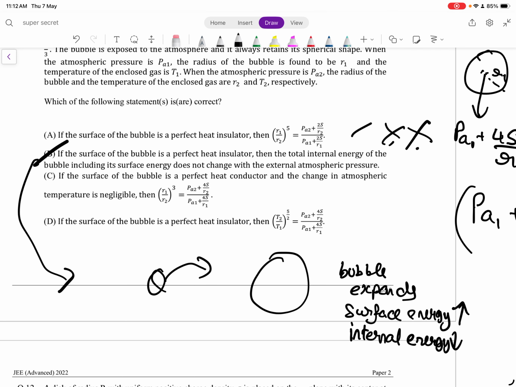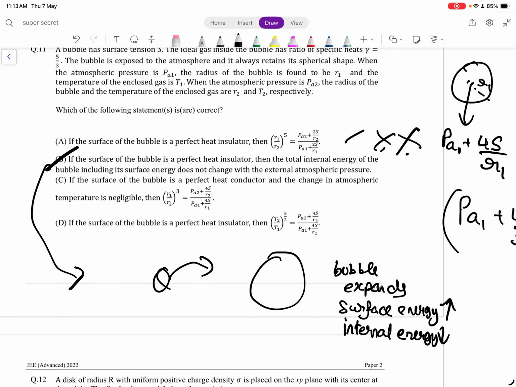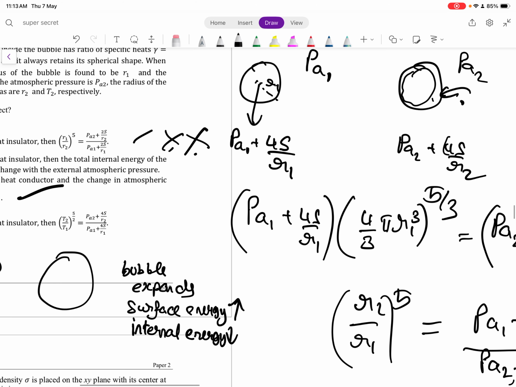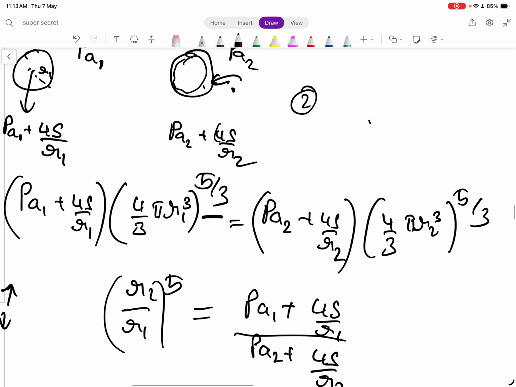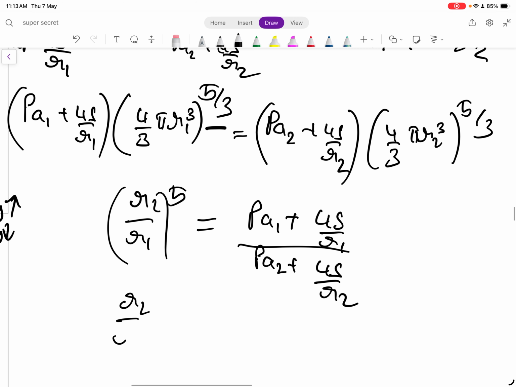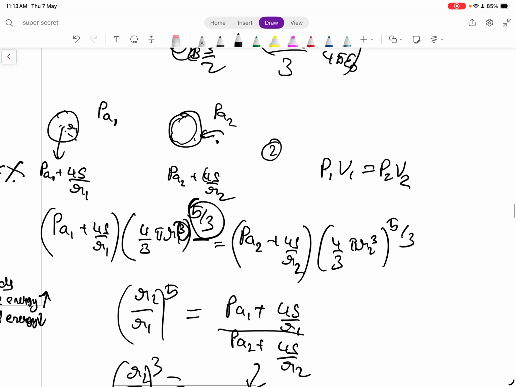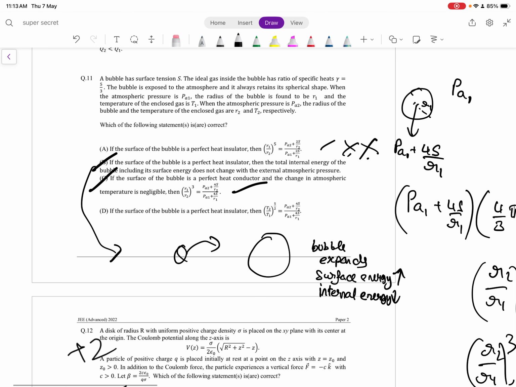Now, C option is if the surface of the bubble is a perfect heat conductor and the change in atmospheric temperature is negligible. So this is just this equation, but without the gamma, right? So P1 V1 is equal to P2 V2. Now over here, instead of 5 by 3, we just have 1. So we have R2 by R1 whole cube is equal to this exact quantity. So C is correct. It's just the reciprocal.